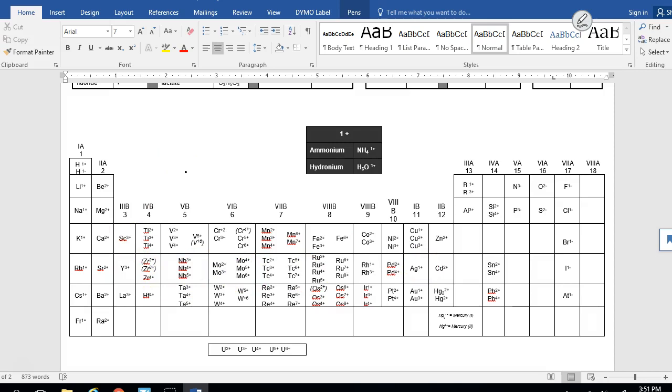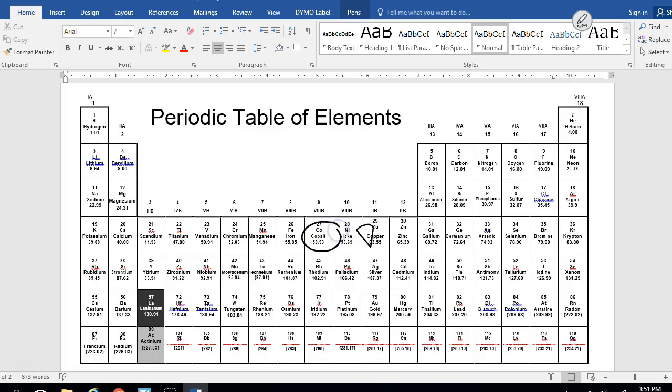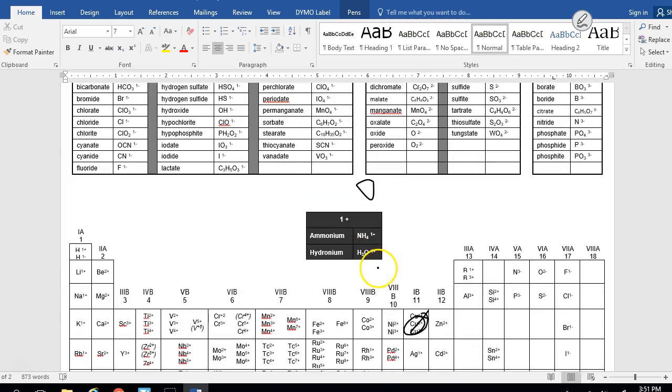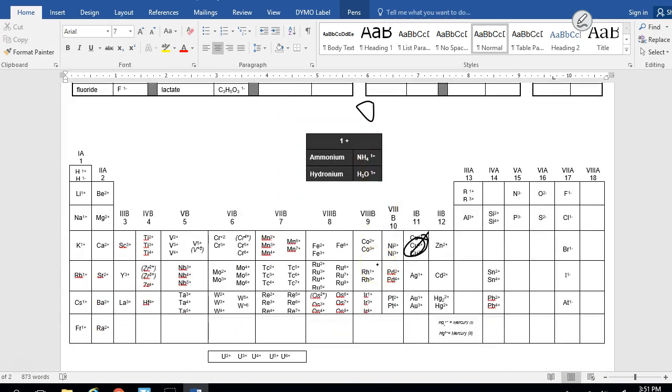So this is a roommate, so it needs a Roman numeral. This has a roommate. So anything with more than one, those all need Roman numerals. These all would not get Roman numerals. They live alone. So would zinc. Zinc lives alone. No roommate.